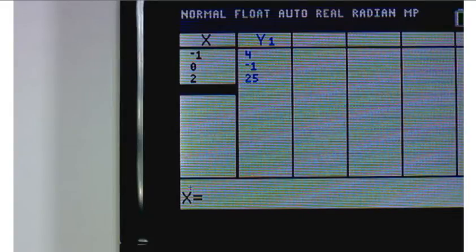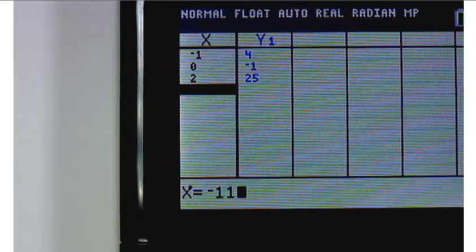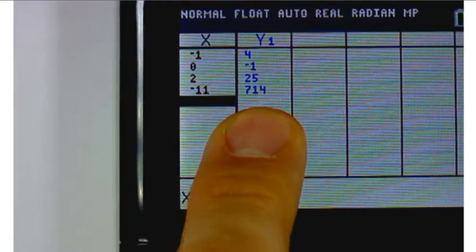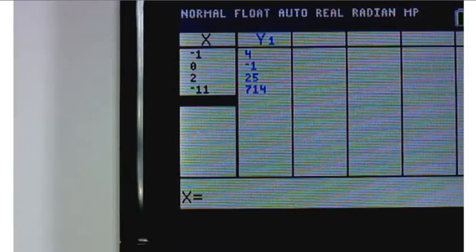Which one? Hit the second key, then the graph key. Now, Bailey asked, well, what if I typed in -11? I said it should be positive still, right? Let's find out. -11, bigger number, but still positive. And that's all you care about off this list, positive, negative, and that's it.